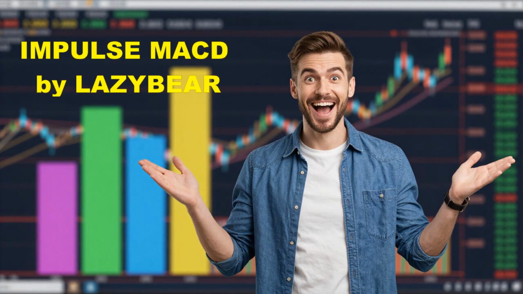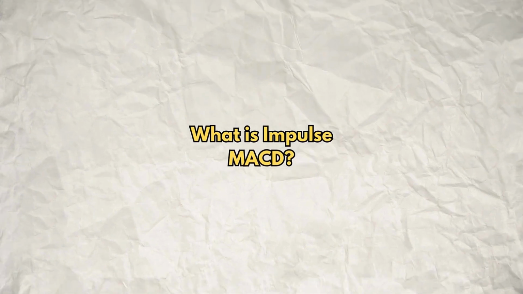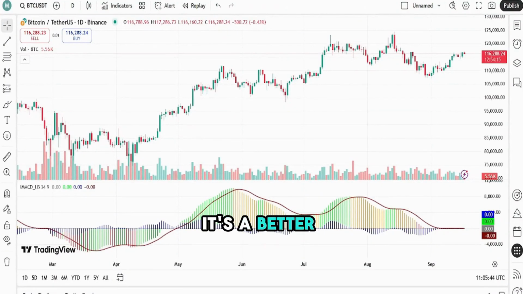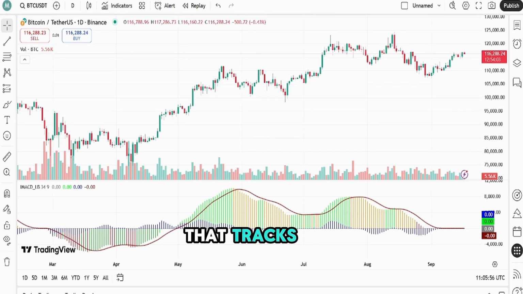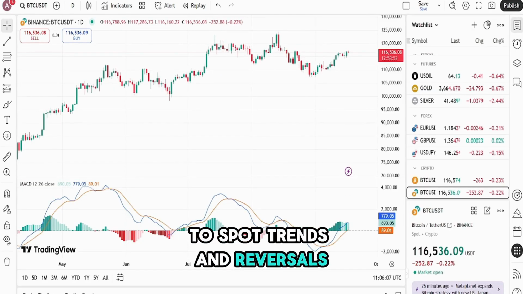Impulse MACD by LazyBear, TradingView indicator. What is Impulse MACD? It's a better version of the regular MACD trading indicator. MACD is a momentum indicator that tracks the convergence and divergence of moving averages to spot trends and reversals.